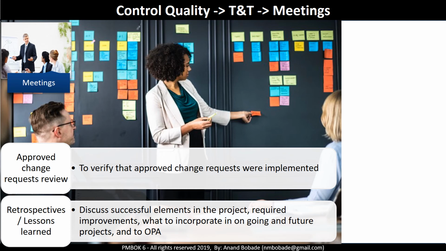Another meeting type can be retrospective or lessons learned meetings. The project team should periodically hold a meeting to gather lessons learned on the project. In an agile environment, it is called a retrospective meeting. The purpose of the meeting is to find out what were the successful elements in the cycle of the sprint, what elements could be improved in future sprints, and what to add to organization process assets so that it can be used by other projects as well.